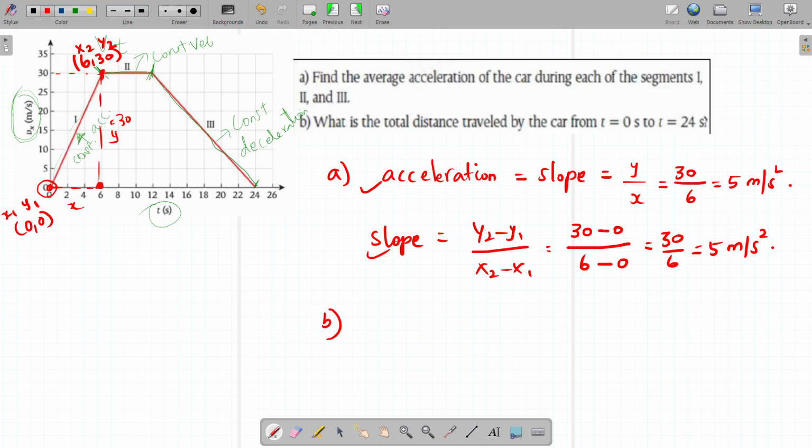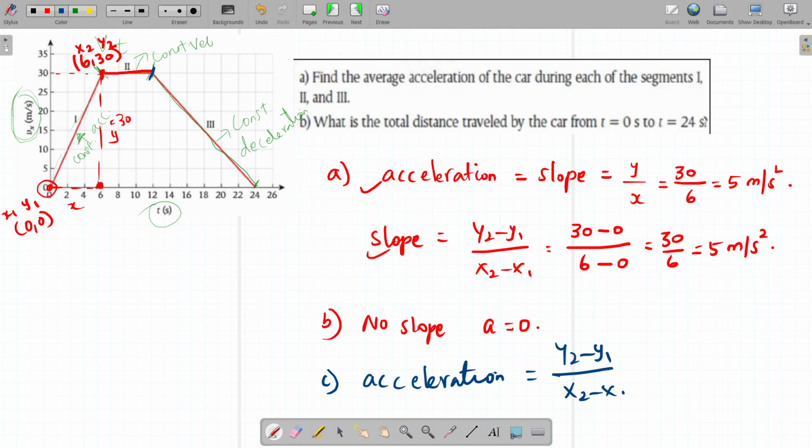Segment number 2 is parallel to the x-axis and there is no slope. So acceleration is equal to 0. It's very simple. And segment number 3, you want to find the acceleration. Write the formula y2 minus y1 over x2 minus x1.